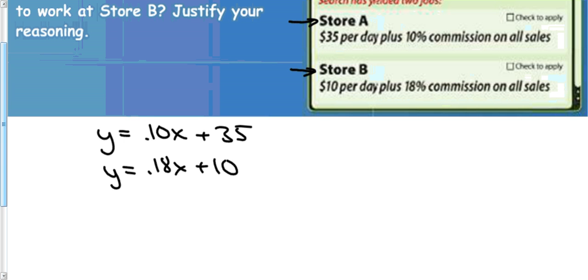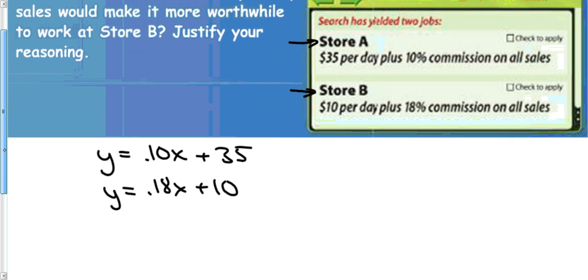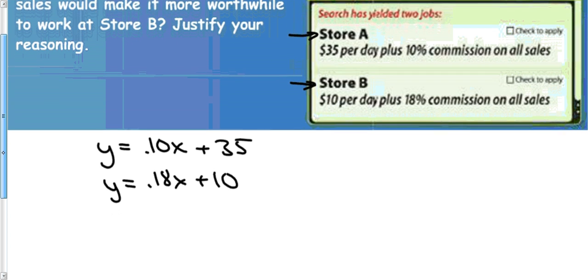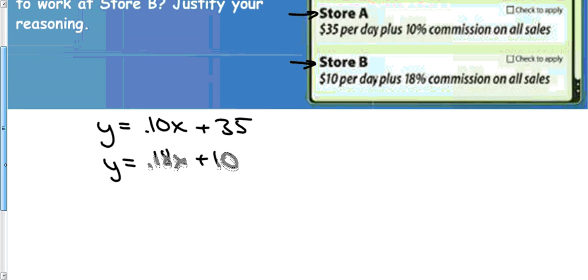What I want to do with this problem now is, because both of these are equal to y, find when it's more worthwhile to work at store B, where you're getting paid less per day but a bigger commission. You have to find out what amount of sales is going to give you the most benefit from that bigger commission. Because both of these equations are equal to y, I can set them equal to each other.